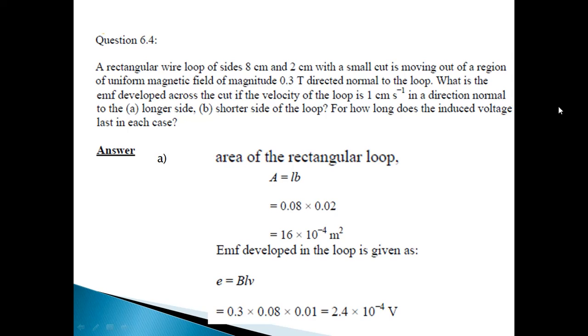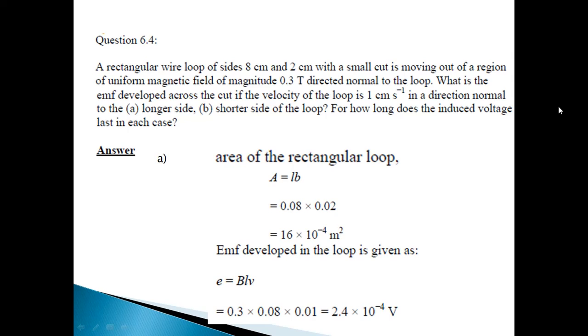So you can imagine a rectangular wire loop. Its length is 8 centimeter, its breadth is 2 centimeter, it has a small cut and it is moving out of a uniform magnetic field. The strength of the field is 0.3 Tesla and it is perpendicular to the loop. Now we have to find out what is the EMF developed across the cut if the velocity of the loop is 1 centimeter per second and it is perpendicular to the longer side.